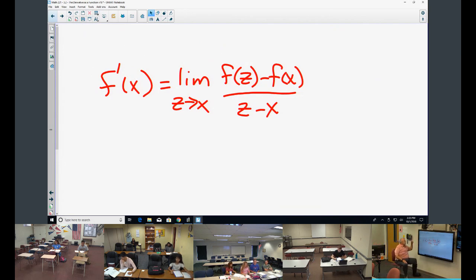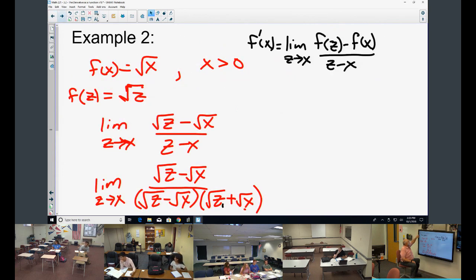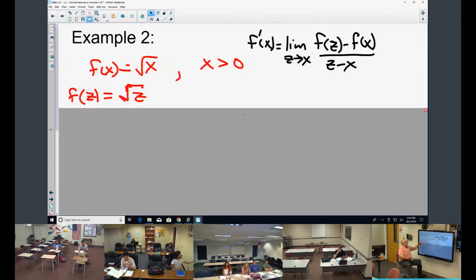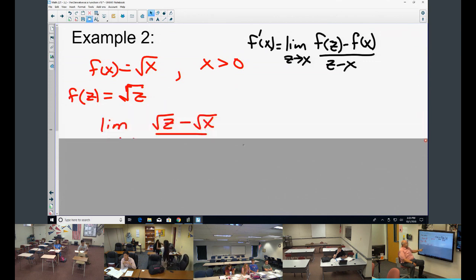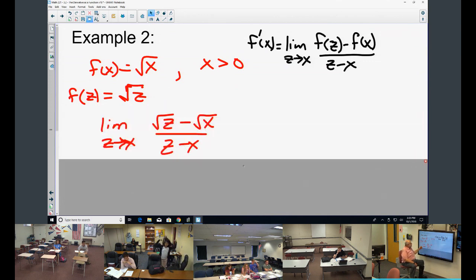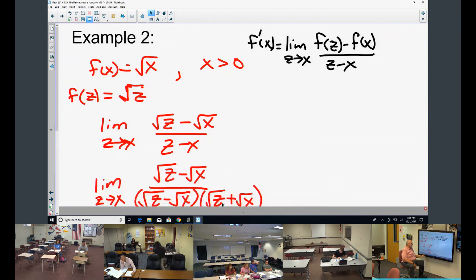All right, so this was the alternate form of the derivative. Okay, so here I'm going to just show you how to use the alternate form. So what you do, instead you calculate the f(x), or you're given that, and then the f(z), you just replace the x with z. So the f(z) is the square root of z. So for this one, it would be the limit as z approaches x of radical z minus radical x over z minus x. And so now you multiply by the conjugate again.